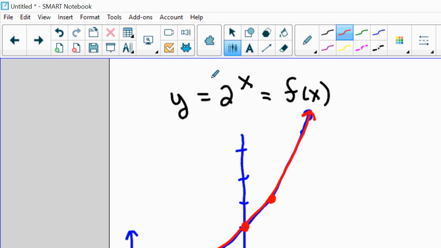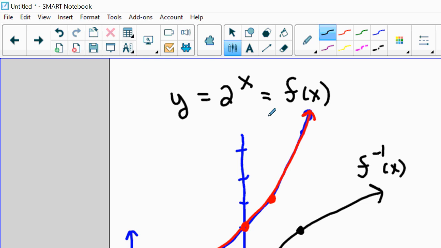Well, anyway, who wants to graph the inverse? The answer is, well, of course I do, because it's just flipping points. So you go 0, 1, you go 1, 0. You go 1, 2, you go 2, 1. And a horizontal asymptote becomes a vertical asymptote. And you can see this is f inverse of x. So it even passes the vertical line test, so it's a function.